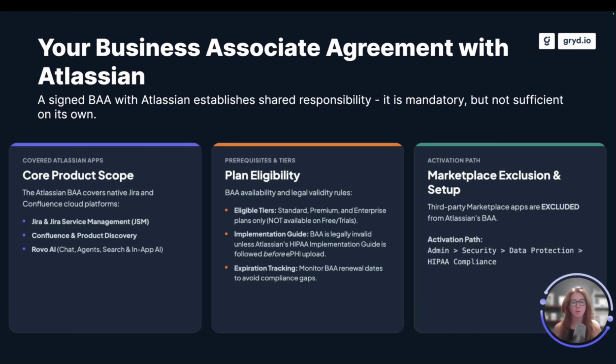So just to reiterate, signing a piece of paper does not make your organization compliant. Atlassian agrees to secure the infrastructure. Once you've signed that BAA, there's encryption at rest, and the data is being stored on a physical server. You are responsible for who has access, how they use it, and what they type into the ticket fields. I mentioned that implementation guide. Atlassian does require you to configure the instance according to that implementation guide before you upload data.